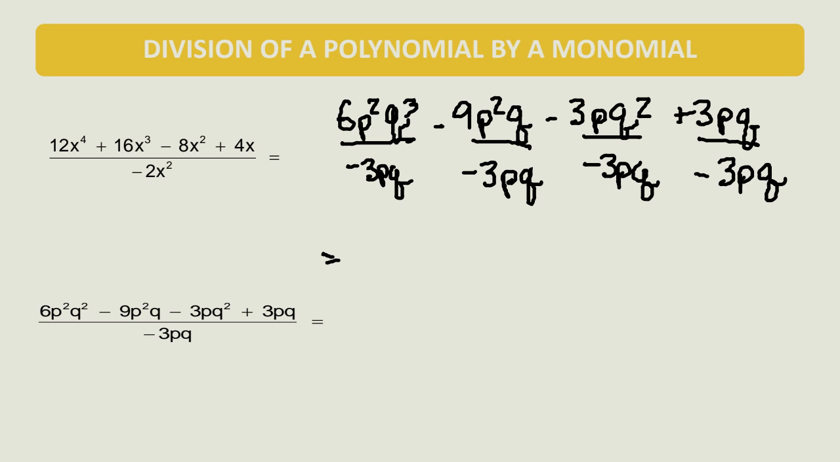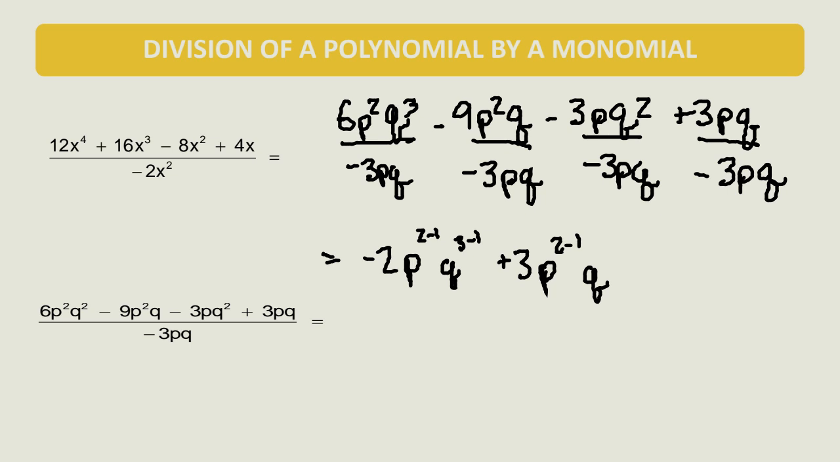Anywho, 6 divided by negative 3 gives me a negative 2. P, I'm going to write all my exponents out this time. 2 minus 1, q, 3 minus 1. Negative 9 divided by negative 3 becomes a positive 3. And then I get p2 take away 1, q1 take away 1, so that'll become a 0.